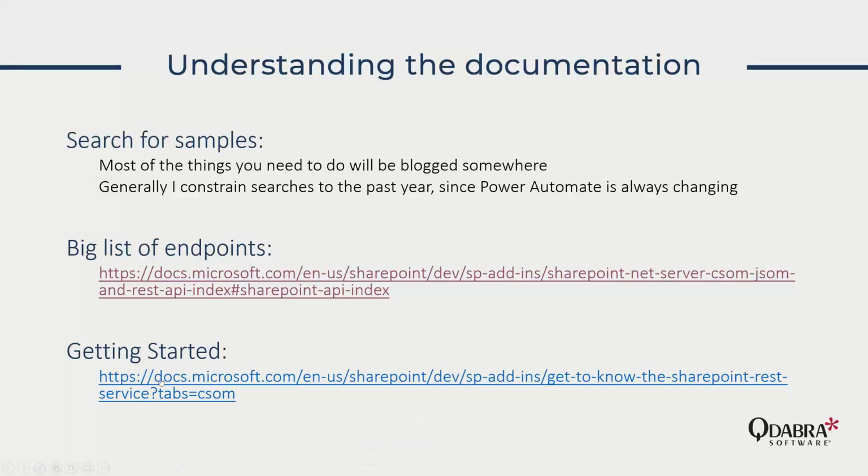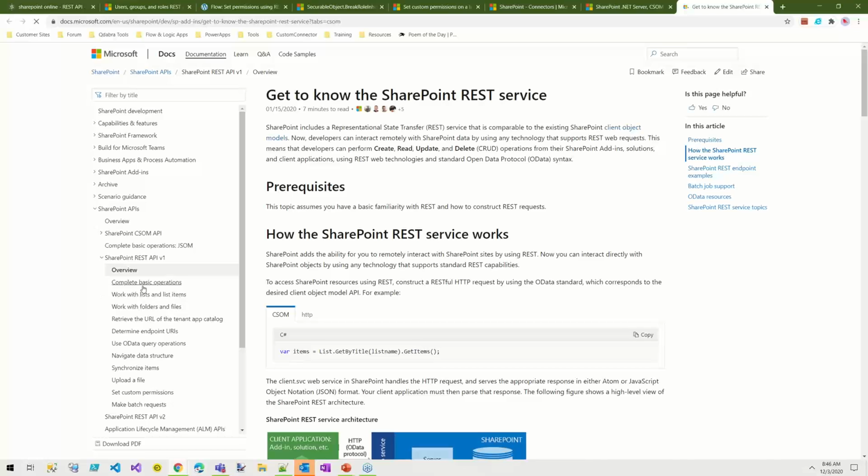Another thing that's helpful for getting started is this: Get to know the SharePoint REST service. Complete basic operations, work with lists and list items, folders and files, determine endpoint URLs, use OData query operations. So that's another thing that can be really helpful to you, just looking through this. I encourage you to use GET queries in the browser as much as possible, just quick and easy. Check it out, see what you can learn there when you need to figure something out, like, what's that user's ID? Or what's the permission level ID for that? Start using some of these REST APIs in the browser just to get comfortable with the syntax.